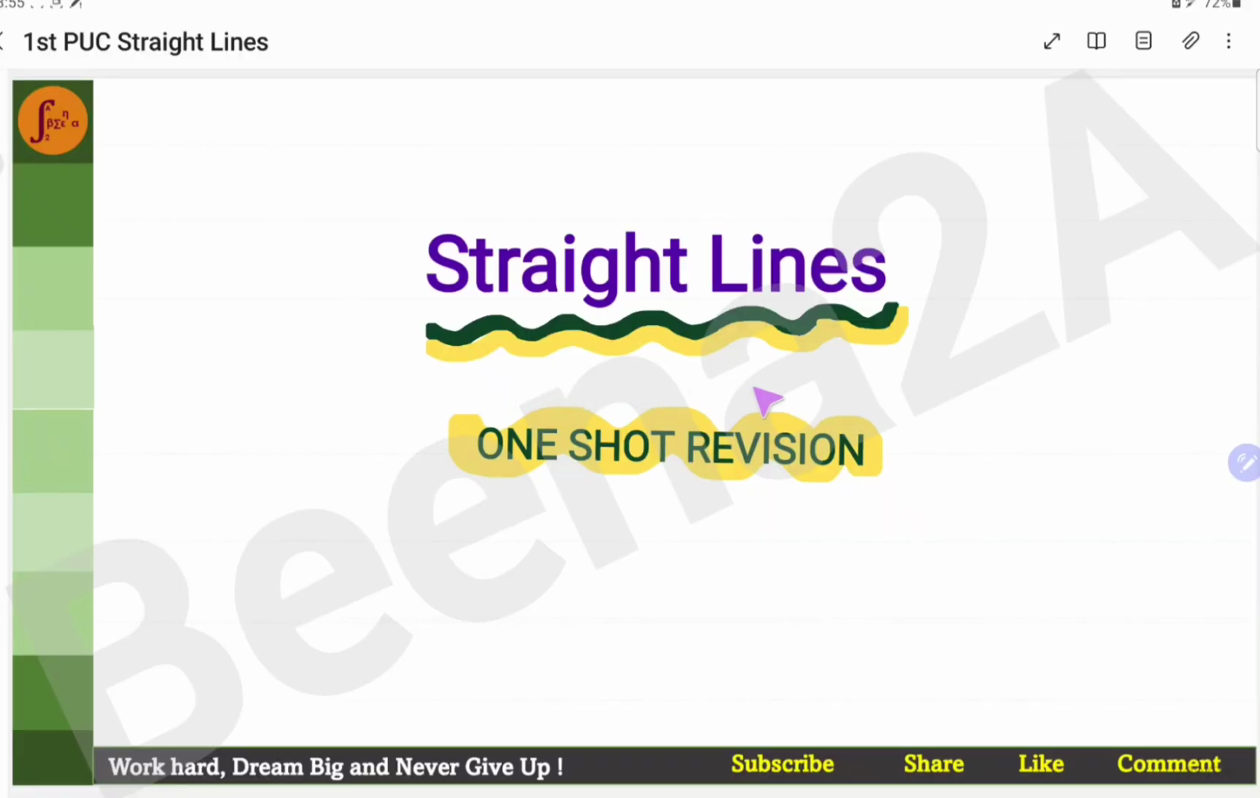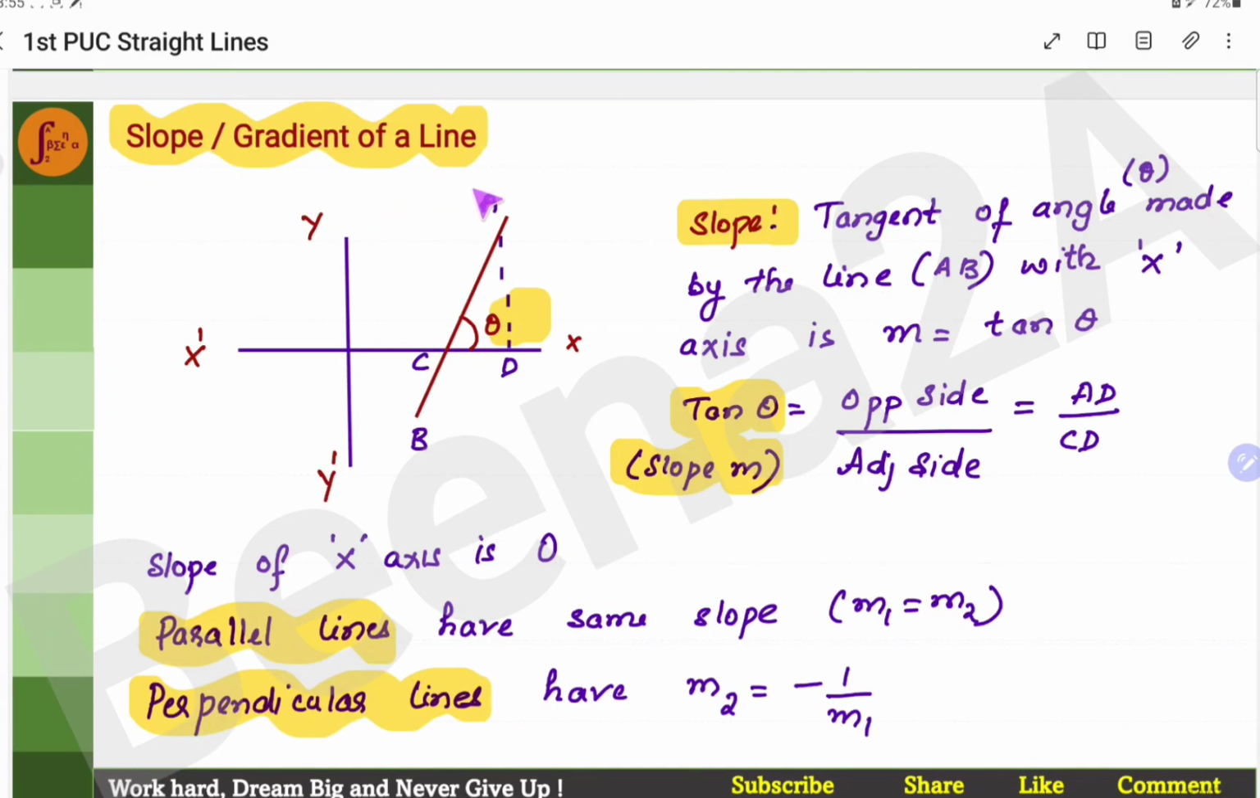Hi everyone, in this video we'll go through one short revision of straight lines. Slope is a key concept in straight lines. Now what is slope? Slope is nothing but how steep a line is. This line is slanting. What is the amount of steepness in it? Now you have this particular line. Let's take another line this way, another line this way. All of these are straight lines and all of them have different amounts of steepness or slant. Each of these lines has a different slant.